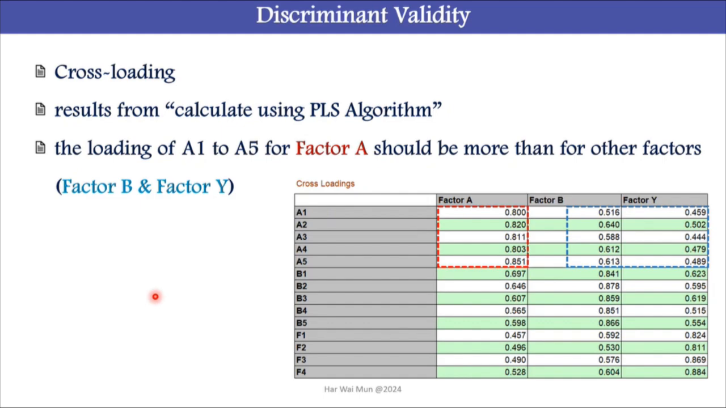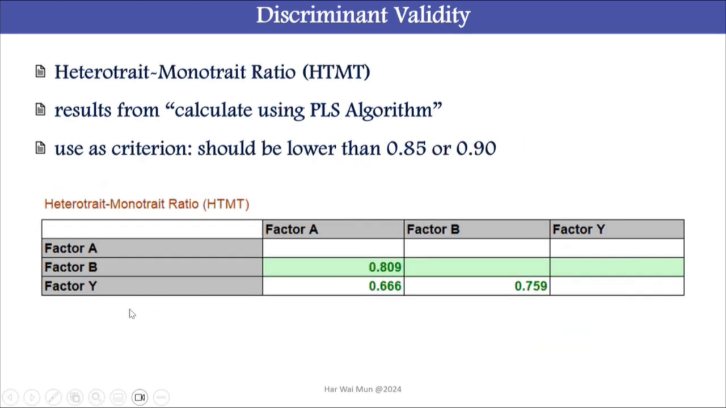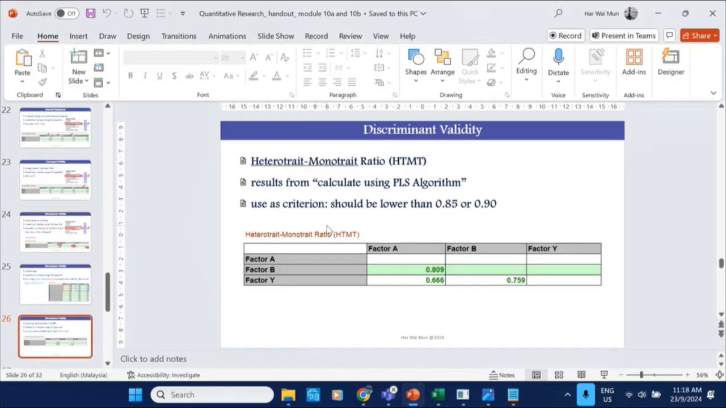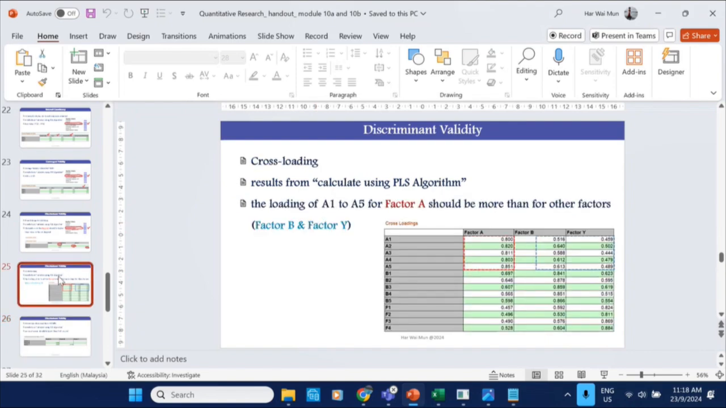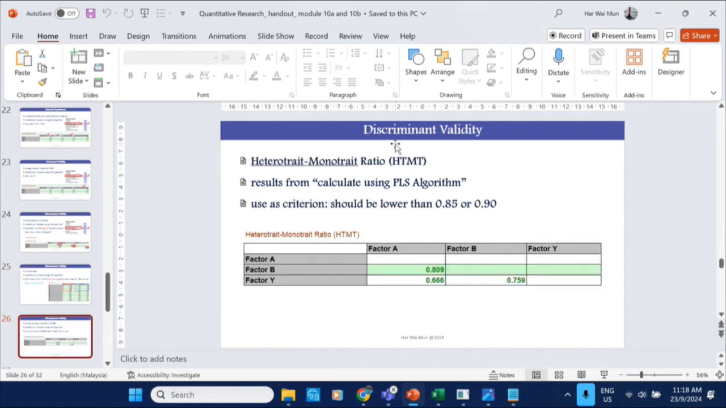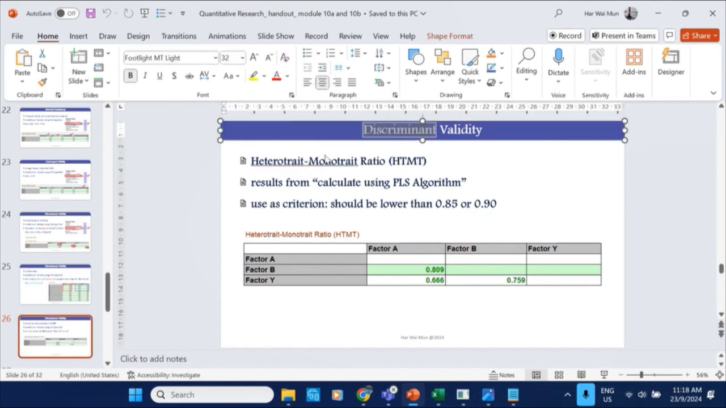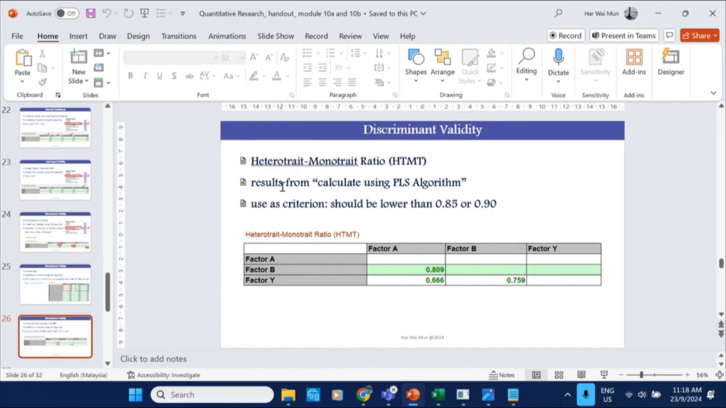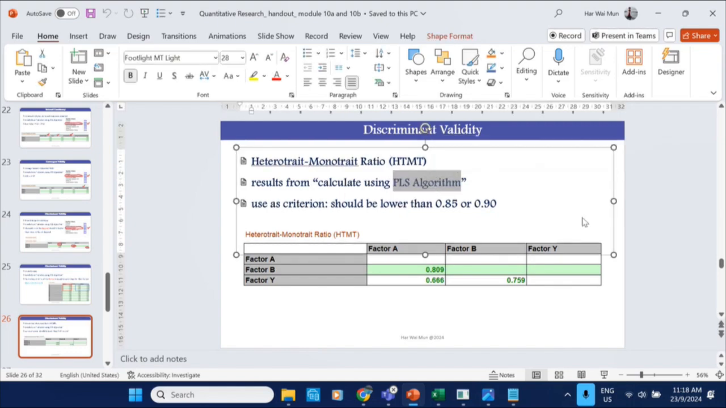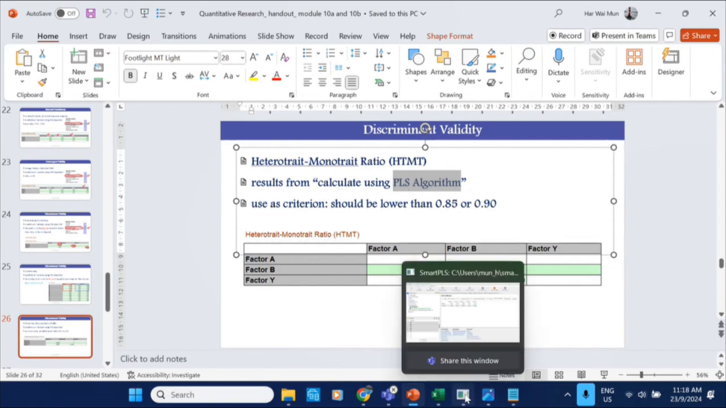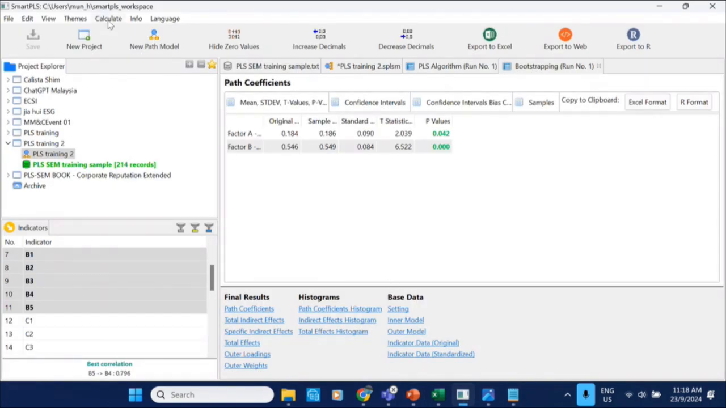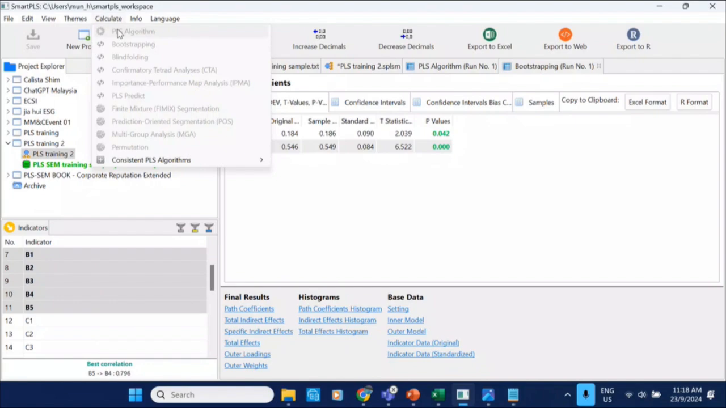Okay, why can't I exceed? Okay, so factor loading. Another discriminant validity measure is called HTMT, heterotrait-monotrait ratio, right? You can also get it from the Excel file that you download when you do the calculate using the PLS algorithm, right? You remember or not? You calculate the PLS algorithm, right?